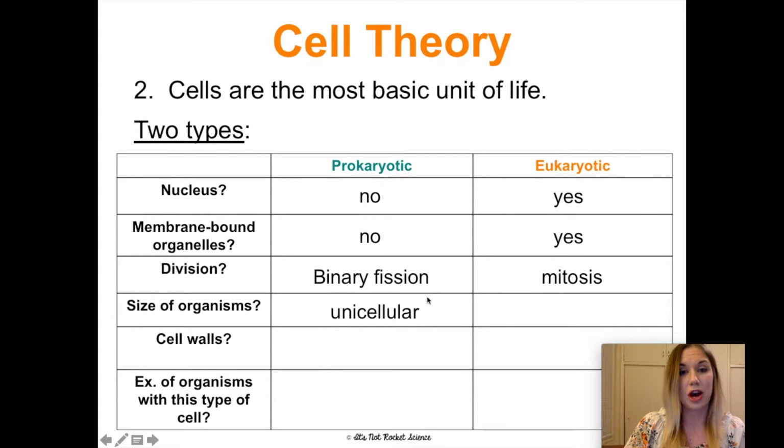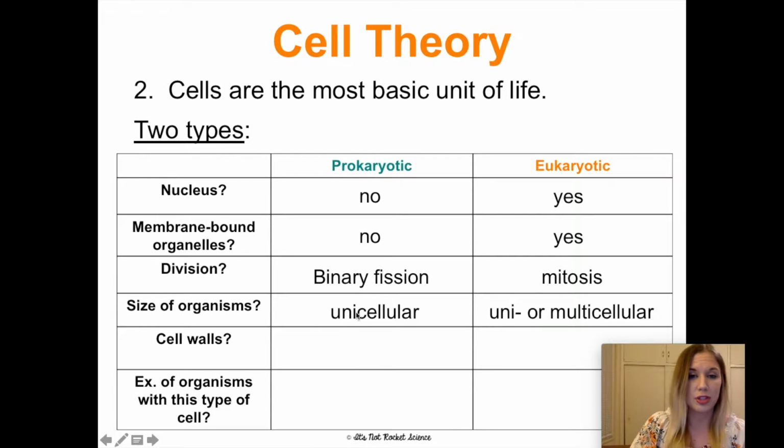Prokaryotic cells are unicellular. Eukaryotic cells are uni or multicellular. And really use your knowledge of prefixes and suffixes whenever we're looking at all these words that can seem overwhelming at times. So uni means one, unicycle. If someone was riding a unicycle, they'd be on a bike with one wheel. And eukaryotic cells can be uni, one, or multi, many cellular.